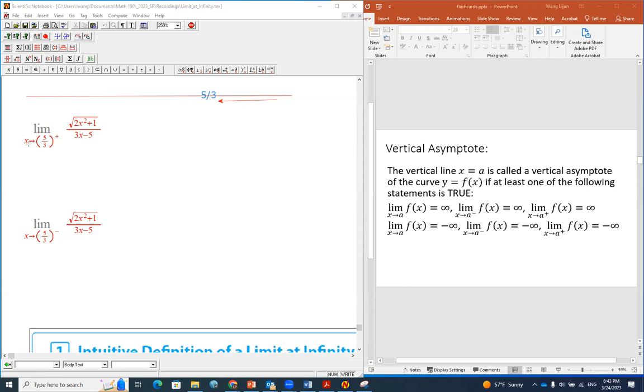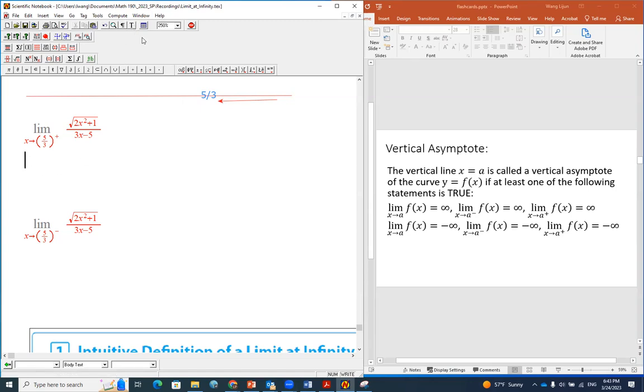When x is approaching 5 over 3, the top function is a continuous function. You can plug in, right? But you cannot plug in for the whole thing because it's not in the domain, it's not continuous. So you cannot plug in the product, so don't plug in. So what do you do? You imagine when x is approaching 5/3, 3x minus 5 is going to be approaching 0 from larger than 0. So let me write the narrative here.